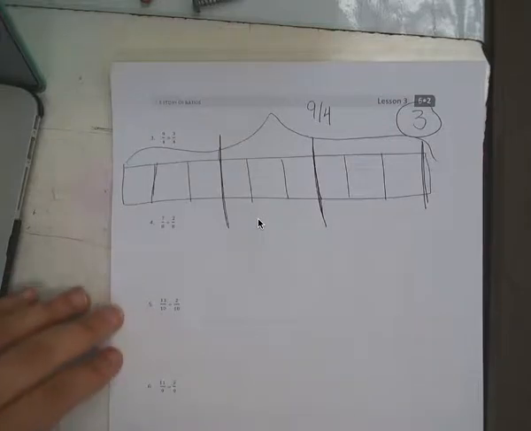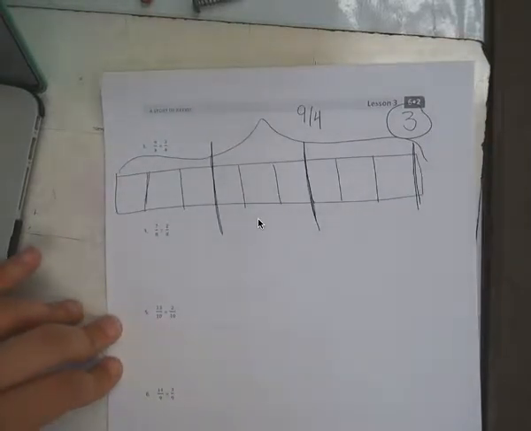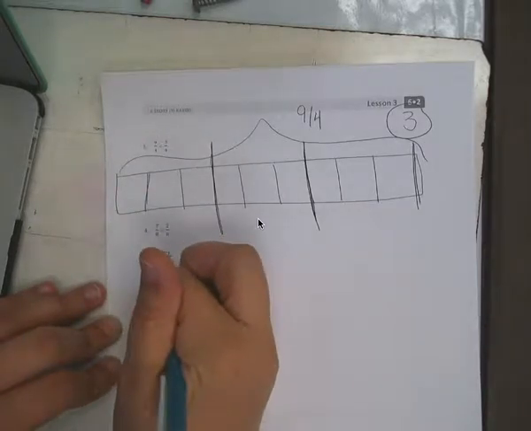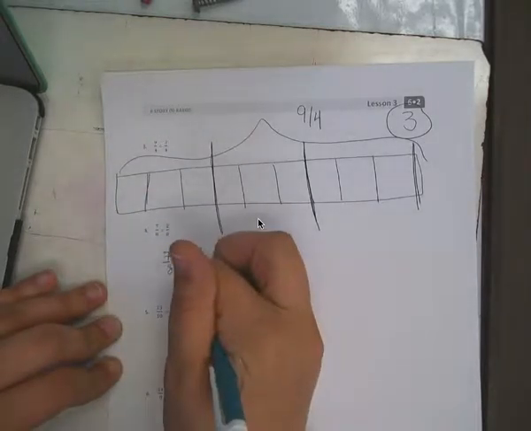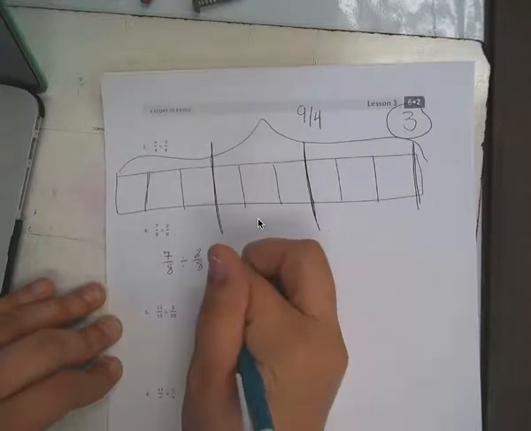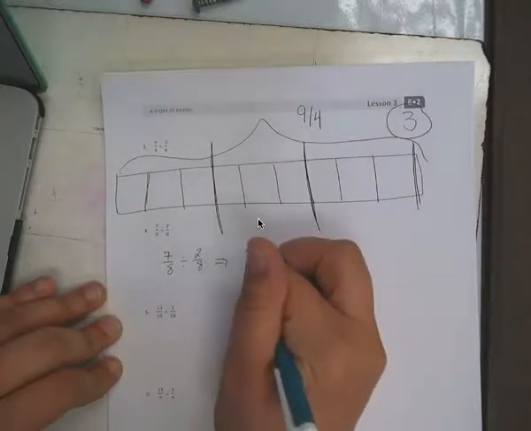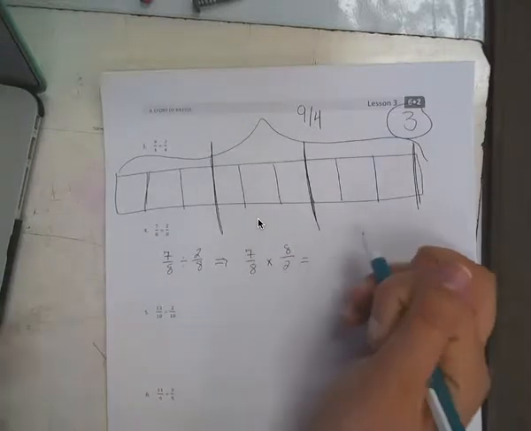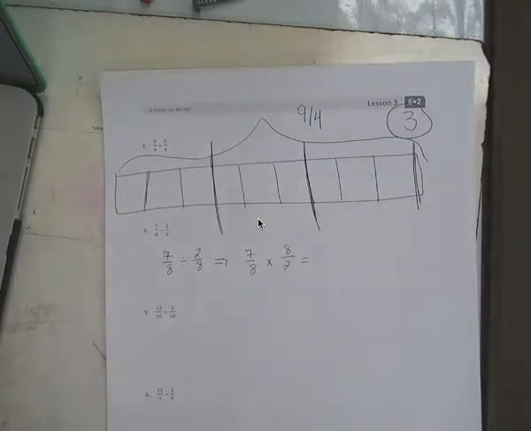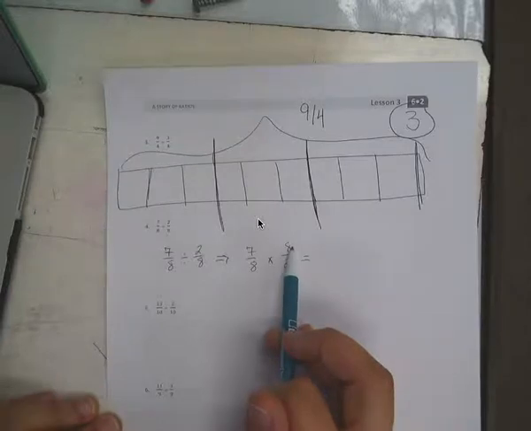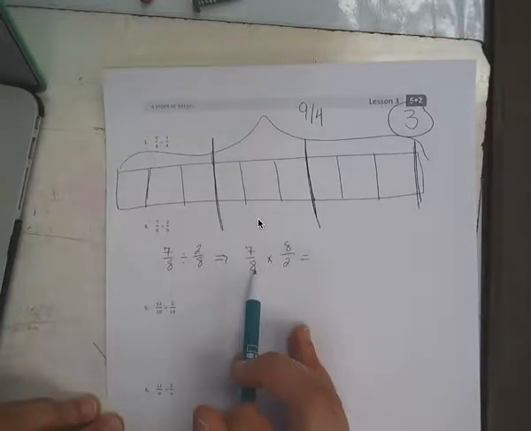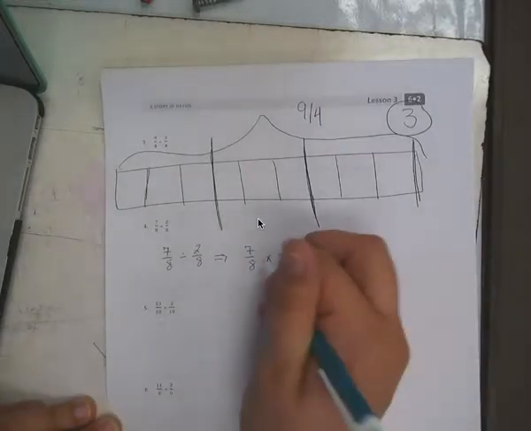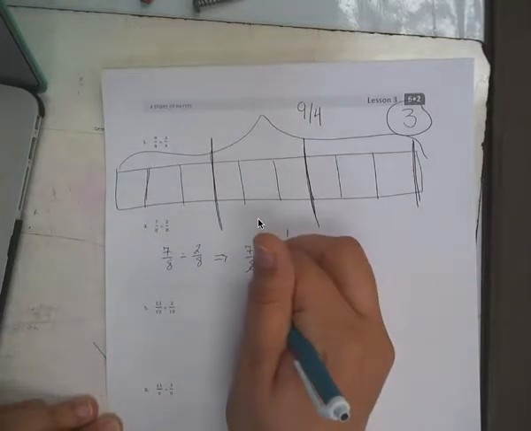Let's do the rest of them by doing our algebra method. So we have 7/8 divided by 2/8. So flip the second fraction, because that's step 1, and then you multiply. I'll tell you a trick. If your numerator on the second one and your denominator on the first one are the same, you can cross them out and make them a 1.